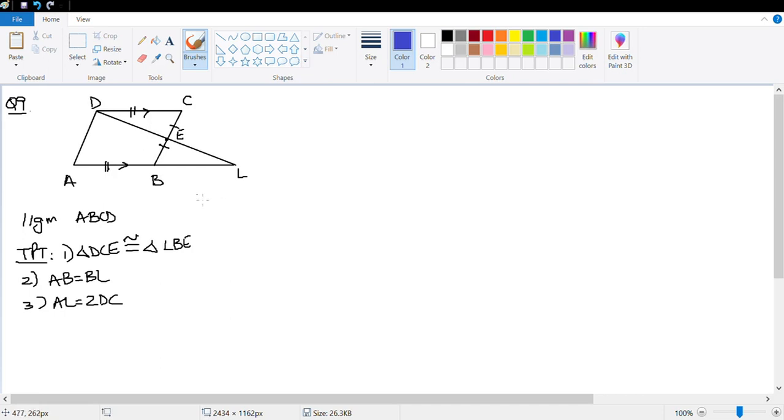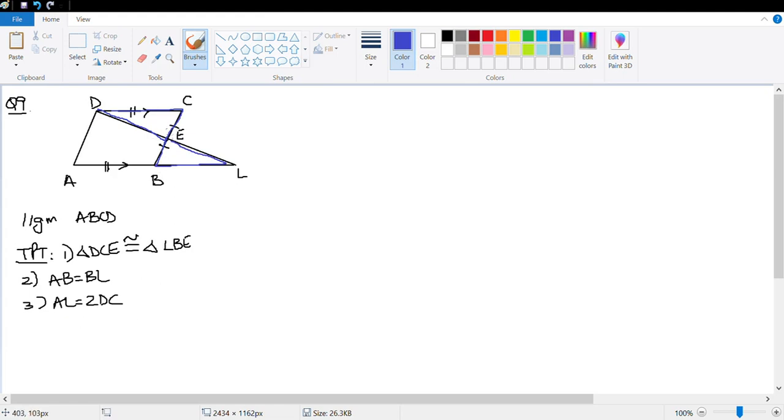It says ABCD is a parallelogram. ABL is a line segment. So this is a straight line. Line segment, and E is the midpoint of BC. So E is the midpoint of BC, which means BE and CE are equal. We need to prove that triangle DCE, which is this triangle, and triangle BEL or LBE are congruent. So let's try and figure it out.